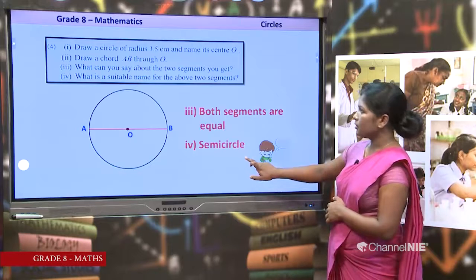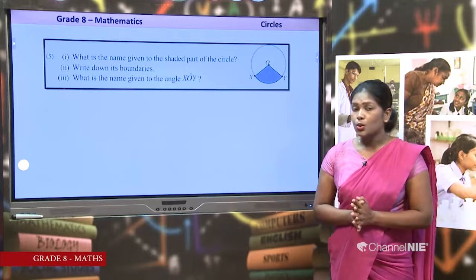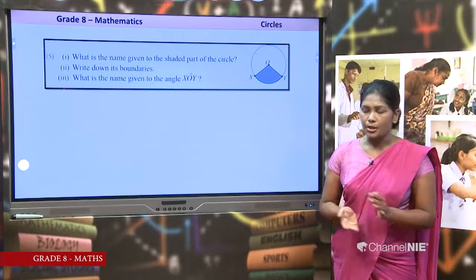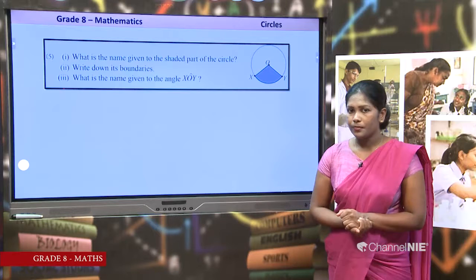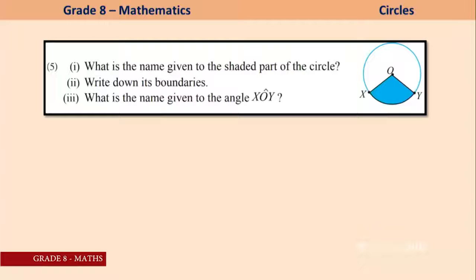Okay, children, look at the 5th question. Exercise 23.2, 5th question. Can you read the question with me? Yes, I am sure you can do it. What is the name given to the shaded part of the circle? Yes, the shaded part is bounded by two radii and an arc. So, this should be sector.